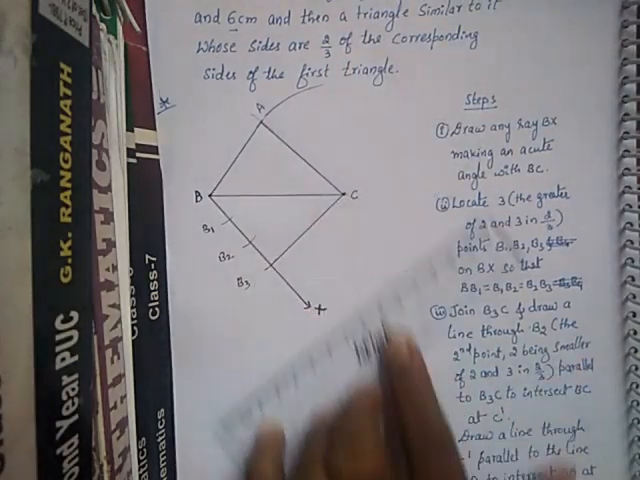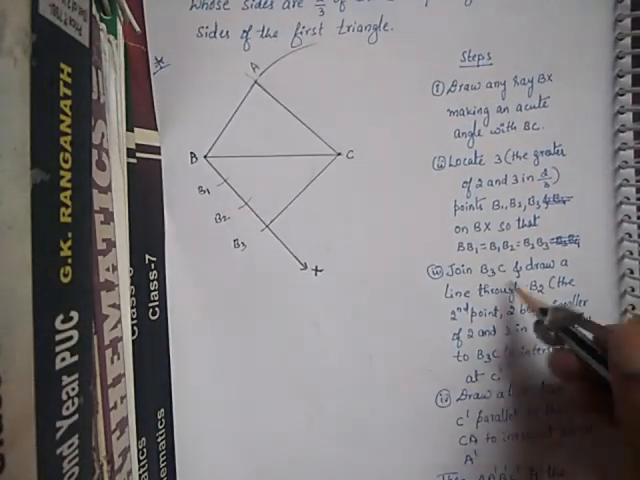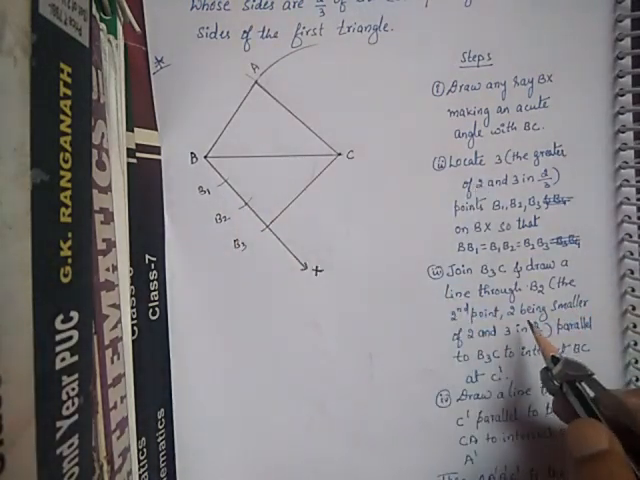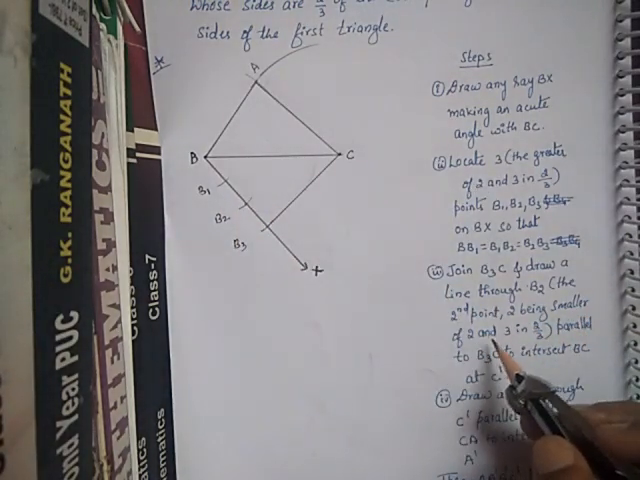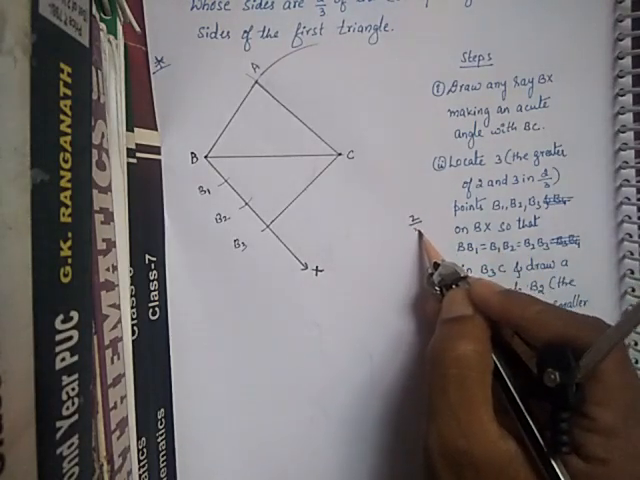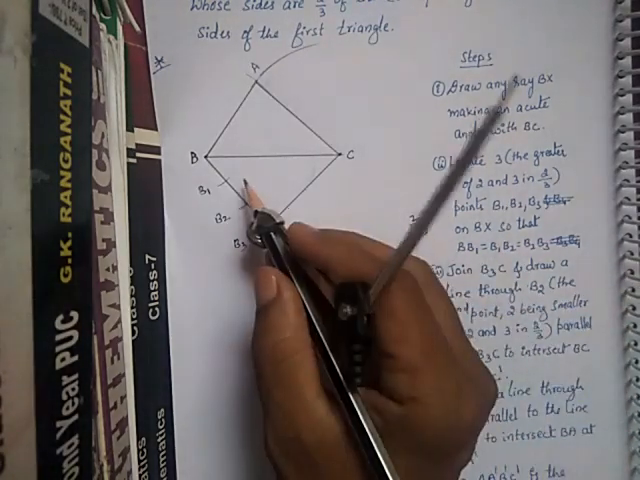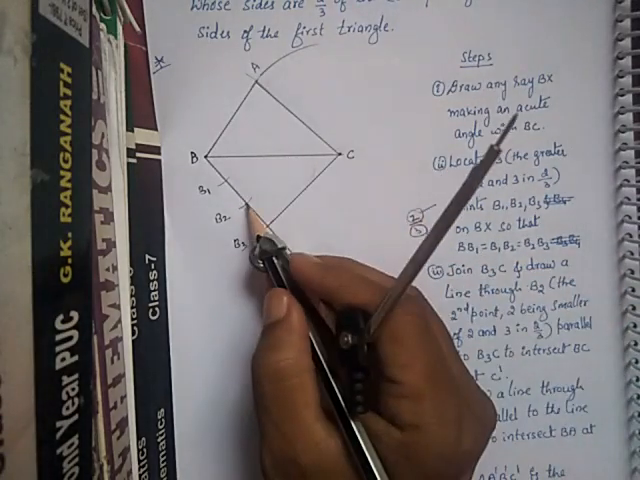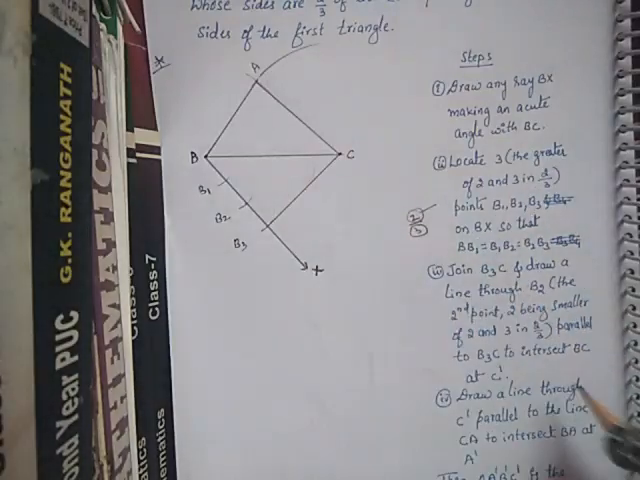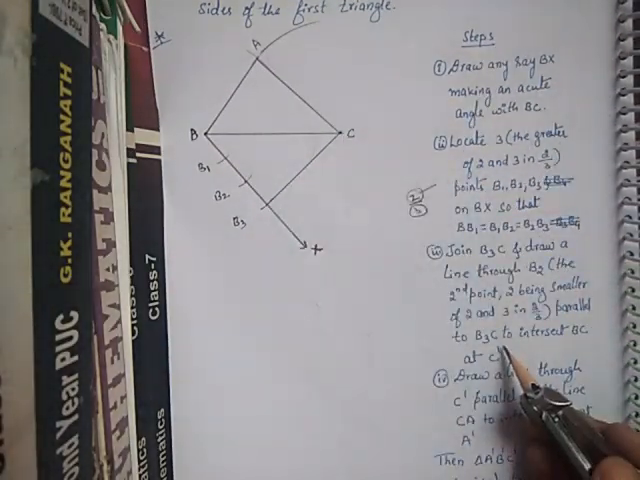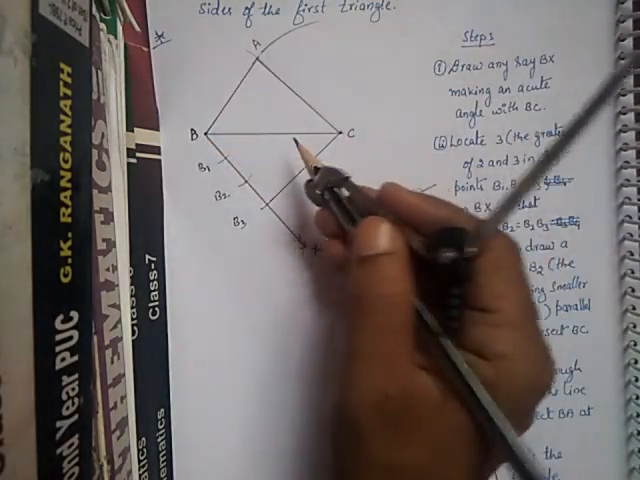Okay, after joining this one, now draw a line through B2. B2 is here, the second point, 2 being smaller of 2 and 3 in 2 by 3. In 2 by 3, the highest is 3 in the denominator, so 3 points I have taken. Next 2 is there, so from this numerator 2, from here you have to draw a line such that it should be parallel to B3C and it should intersect BC at C dash.